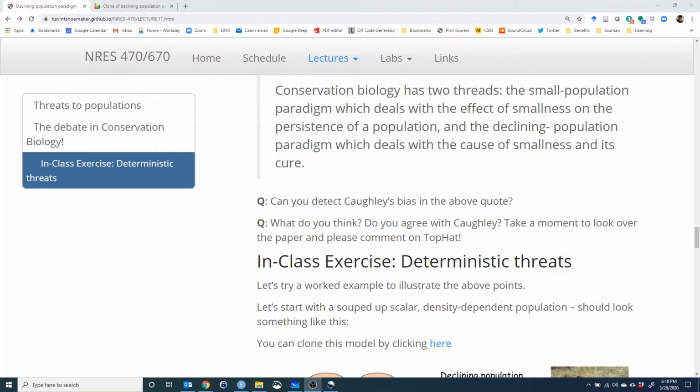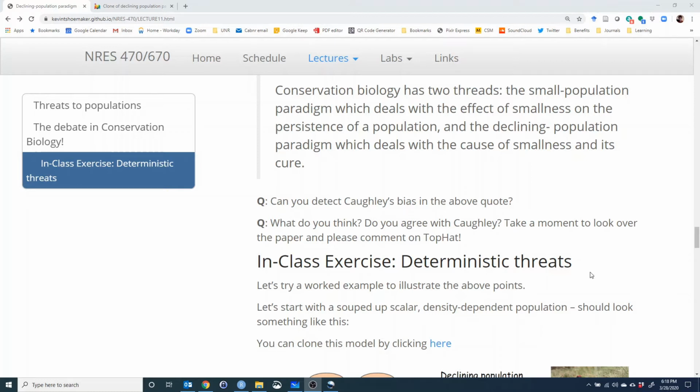All right, so we've been talking about the declining population paradigm, which involves those deterministic processes that can cause large populations to become small. Those include harvest, habitat loss, pollution, invasive species. And we're going to have a chance now to implement some of these processes in our models, and specifically in Insight Maker. And we're going to limit this in this demonstration to just harvest and habitat loss processes.